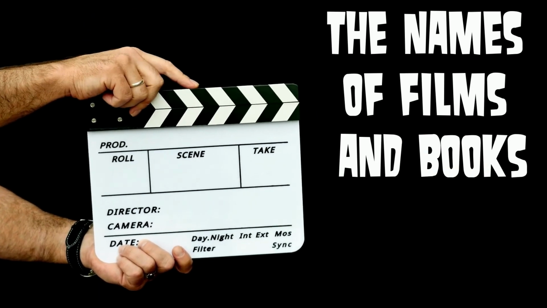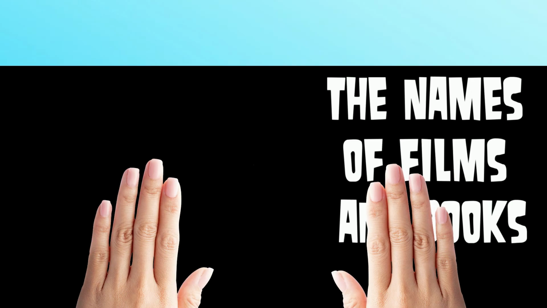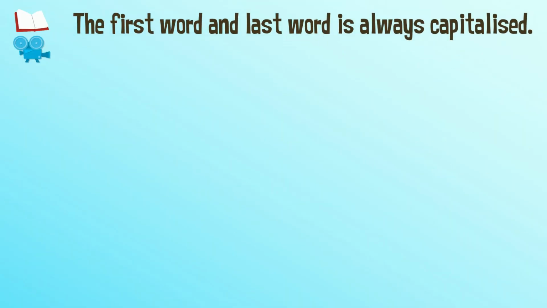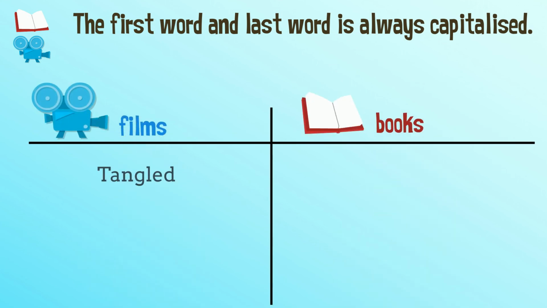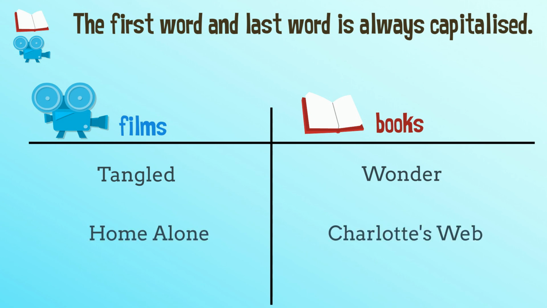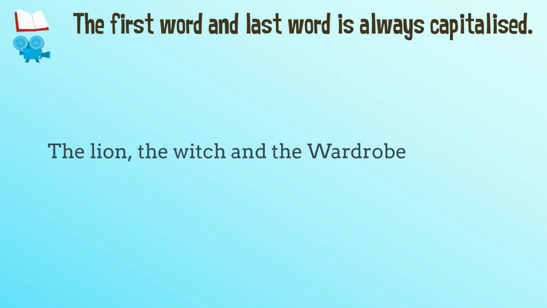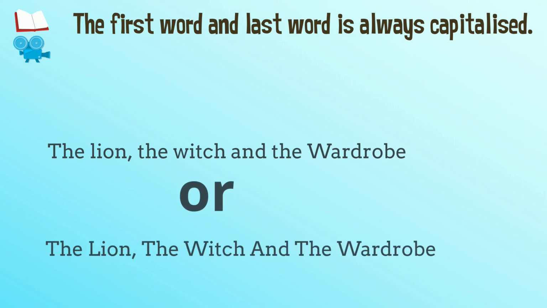The names of films and books. The first and last word is always capitalized. For example, the film Tangled, the book Wonder, Home Alone, Charlotte's Web. But what about a longer title such as The Lion, the Witch, and the Wardrobe? Which of these is correct? Actually, neither of them.